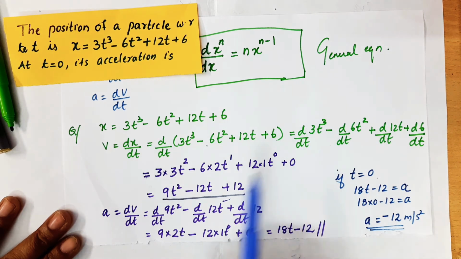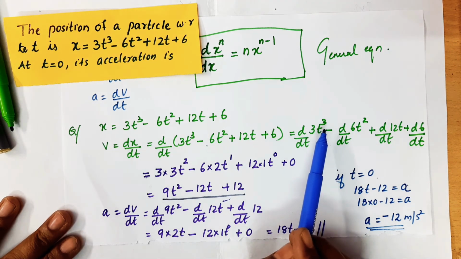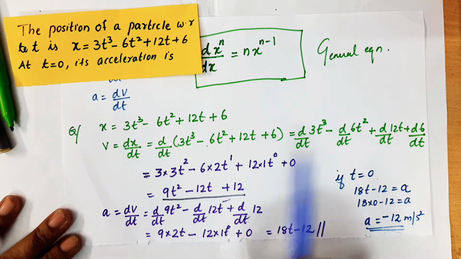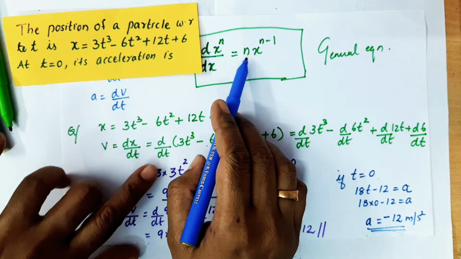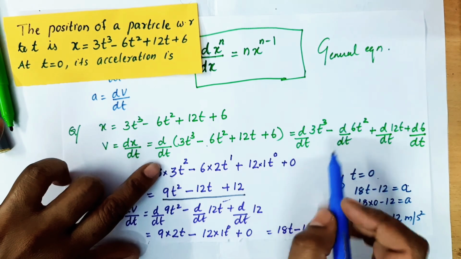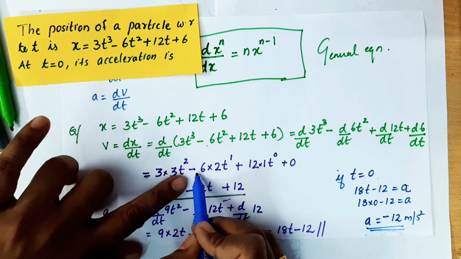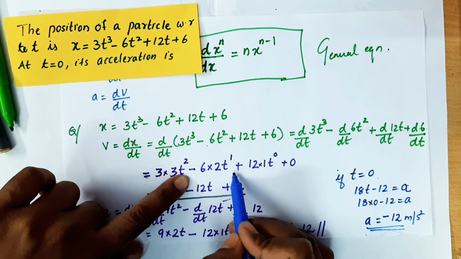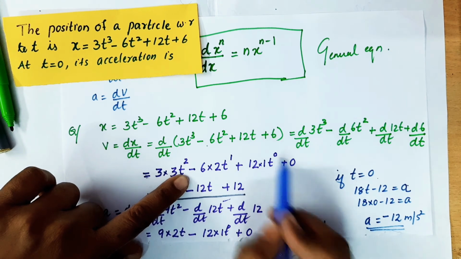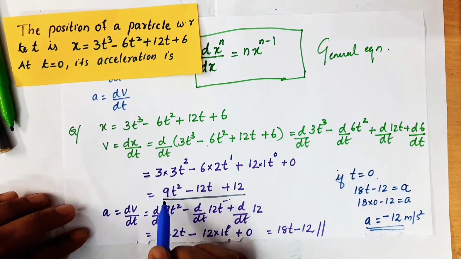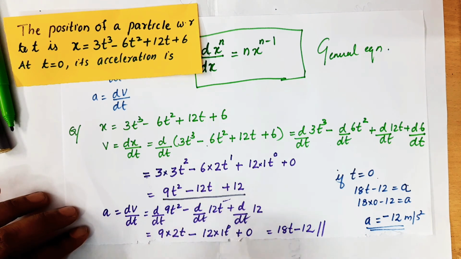If you write this, I can write 3 into 3, applying the formula n x power n minus 1. So 3t power 3 minus 1, that is 2, minus 6 into 2t power 1, plus 12 into 1 into t to the power of 0, plus 0. So we can write 9t square minus 12t plus 12.